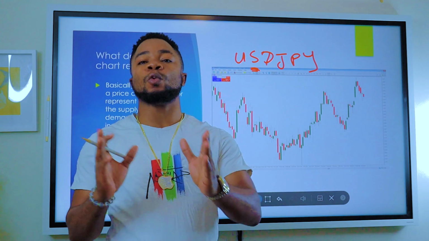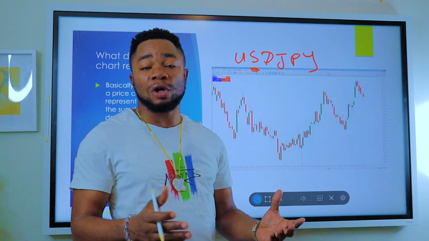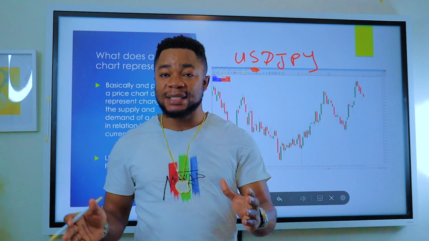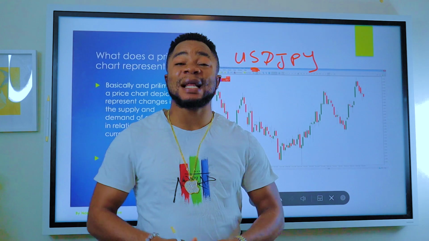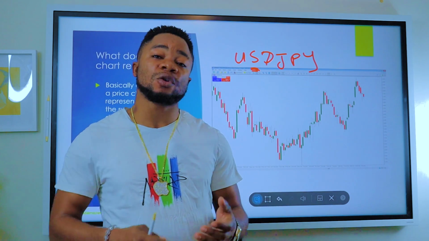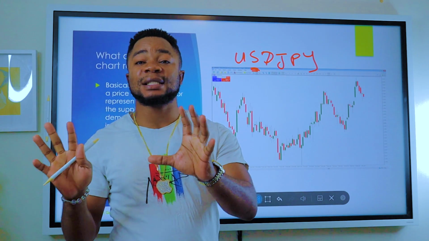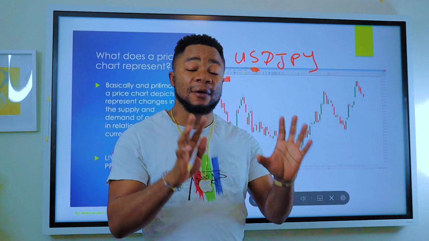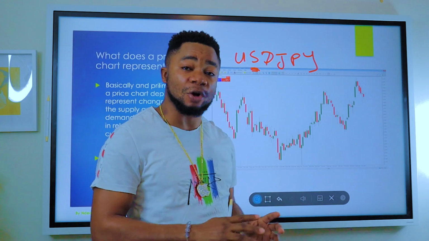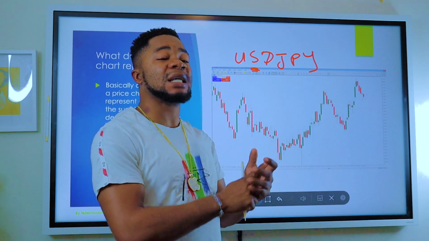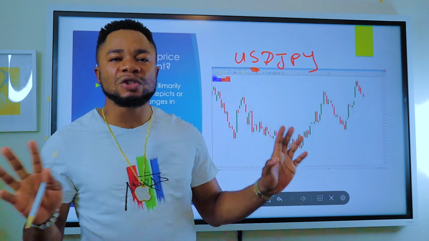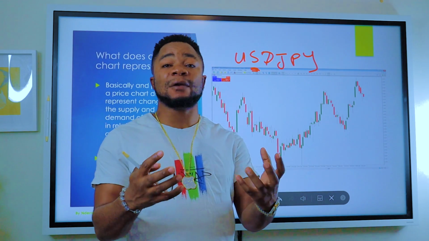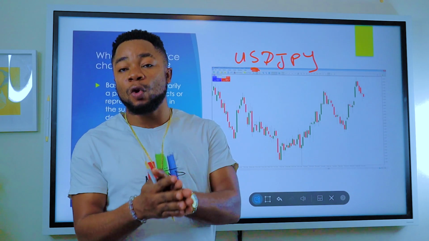You can also call it quantitative easing. In economics, they call it quantitative easing, where they print a lot of money. So let's just say in the United States, they are printing a lot of dollars. So the supply of the United States dollar is more than the demand for the United States dollar by other economies, maybe Japan or the UK or Europe or whatsoever country. The demand for the United States dollar is lower than the supply.